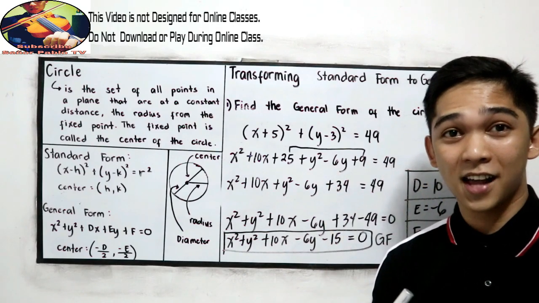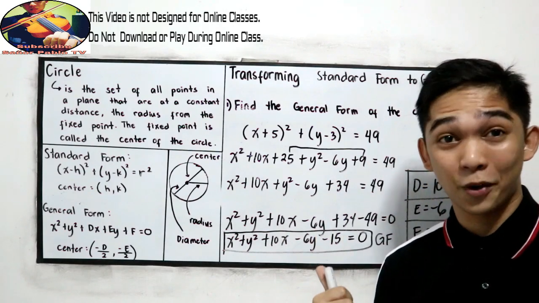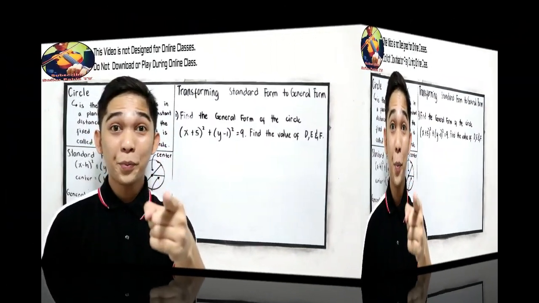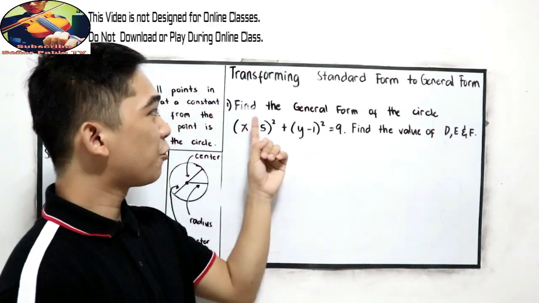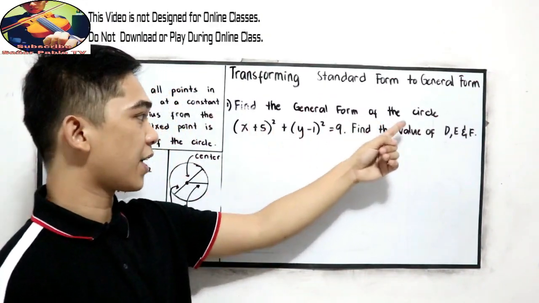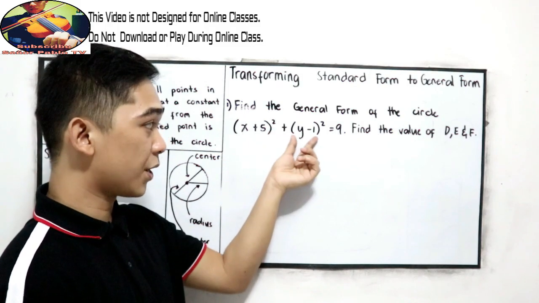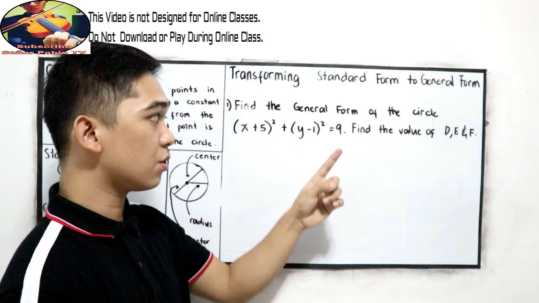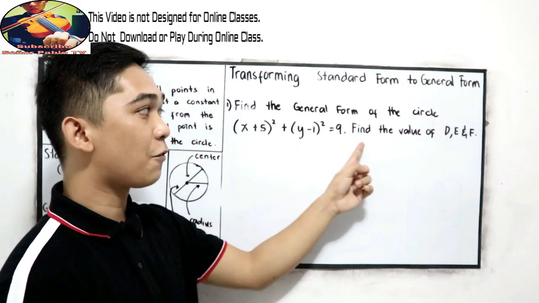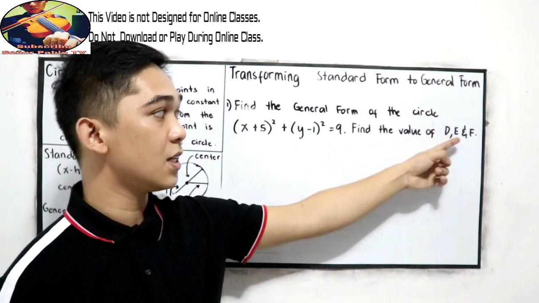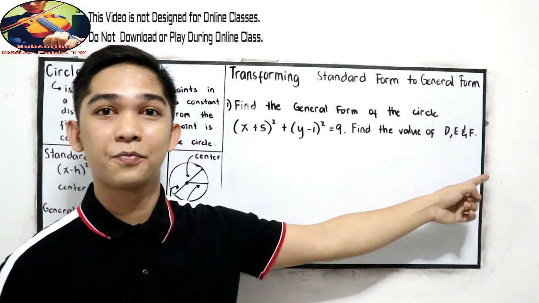Now your turn. I want you to answer the next problem. Your problem is: find the general form of the circle, quantity x plus 5 raised to 2 plus quantity y minus 1 raised to 2 is equal to 9. Find the values of D, E, and F.